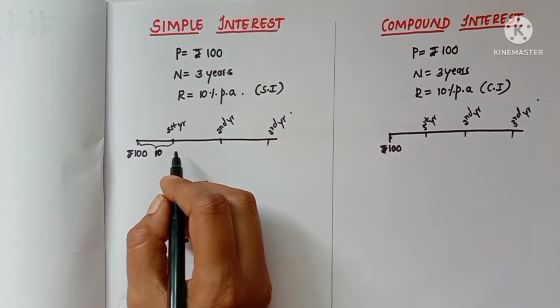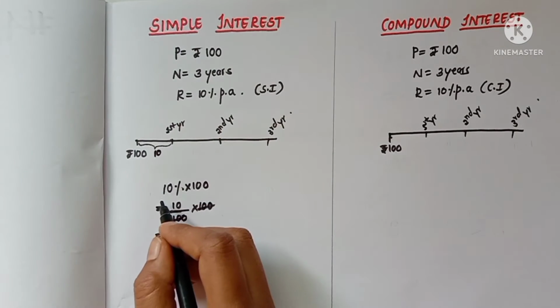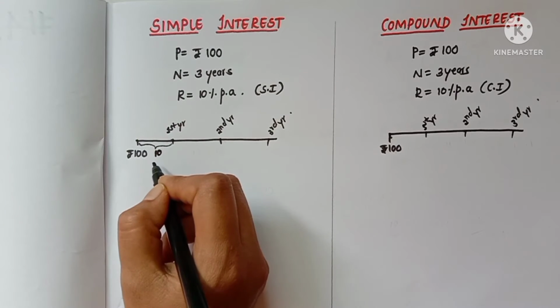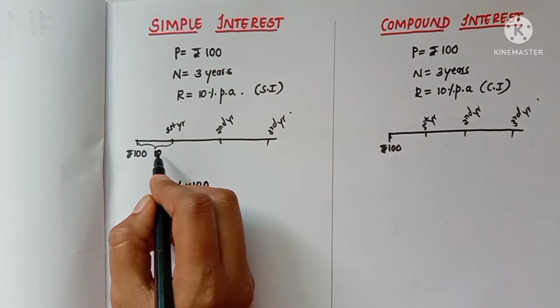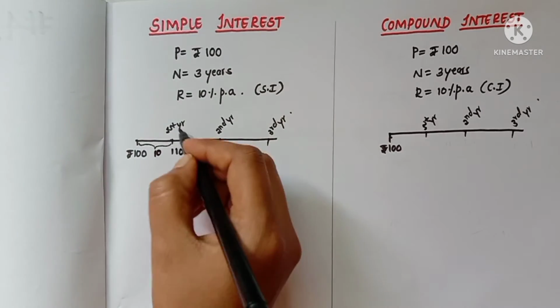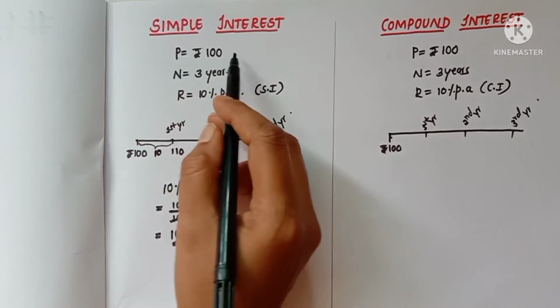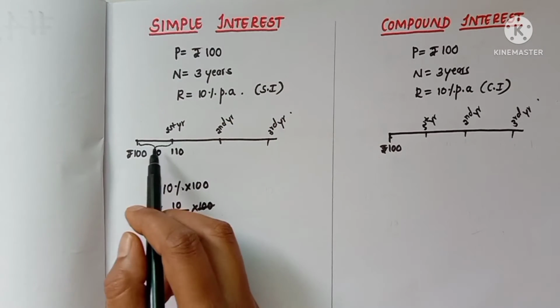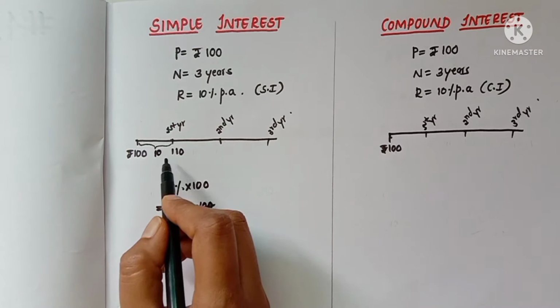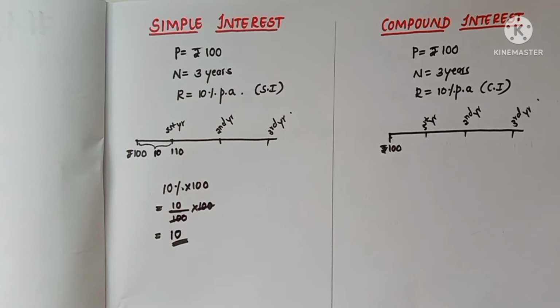For the first year I am going to return the principal plus the interest. That is 100 plus 10, which is 110 rupees. For the first year I am going to return the principal amount plus this additional amount. The additional amount is nothing but the interest. That is 110 rupees.